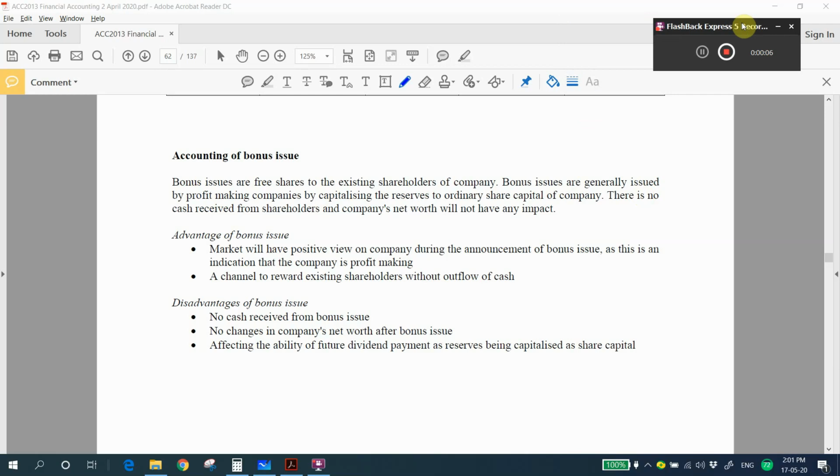So in this section, we are going to learn the accounting of bonus issue, dividend, and what is the advantages and disadvantages for limited liability company. So accounting of bonus issue.